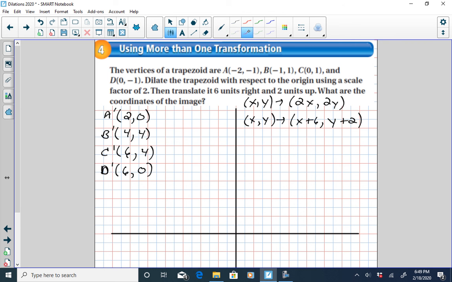All right. So let's draw the trapezoid. Let's do the original first. So the original is at (-2, -1). There's negative 2, negative 1. And I want to do this in black. That's going to be A. B is at (-1, 1). There's B. And then C is (0, 1). There's C. And D is at (0, -1). There's D. So it's rather small, but that looks good.